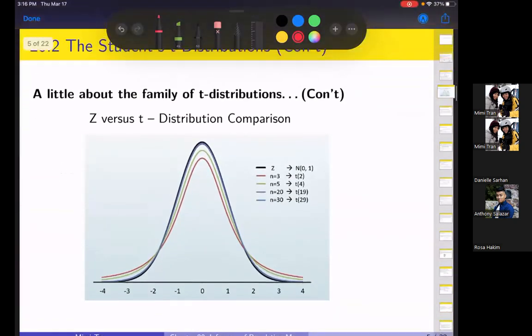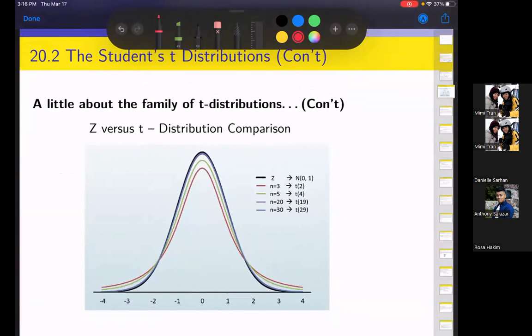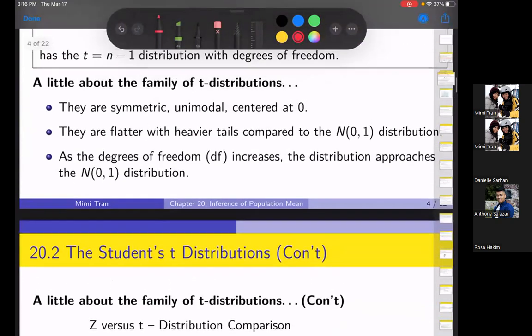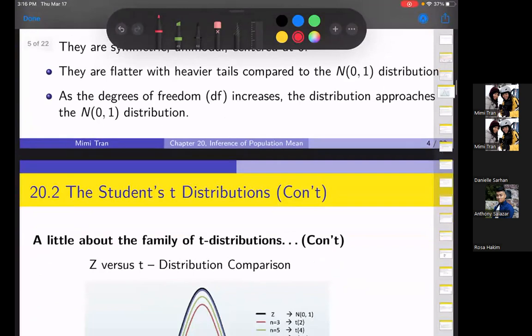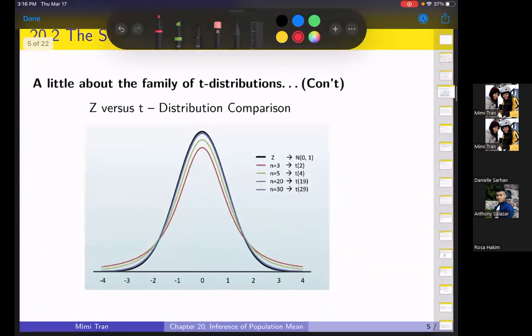If you look at this picture here, the black one is the normal distribution, and the colored ones are the t distribution with different sample sizes. As you can see, the t distribution has fatter tails. Instead of flattening down to the x-axis, it's a little thicker at the two ends. So what happens is that as the degrees of freedom increase, the t distribution gets closer and closer to the normal distribution. Red is degrees of freedom 2, and then green is 4, and then you increase to 19 and 29. It matches up with the normal distribution.